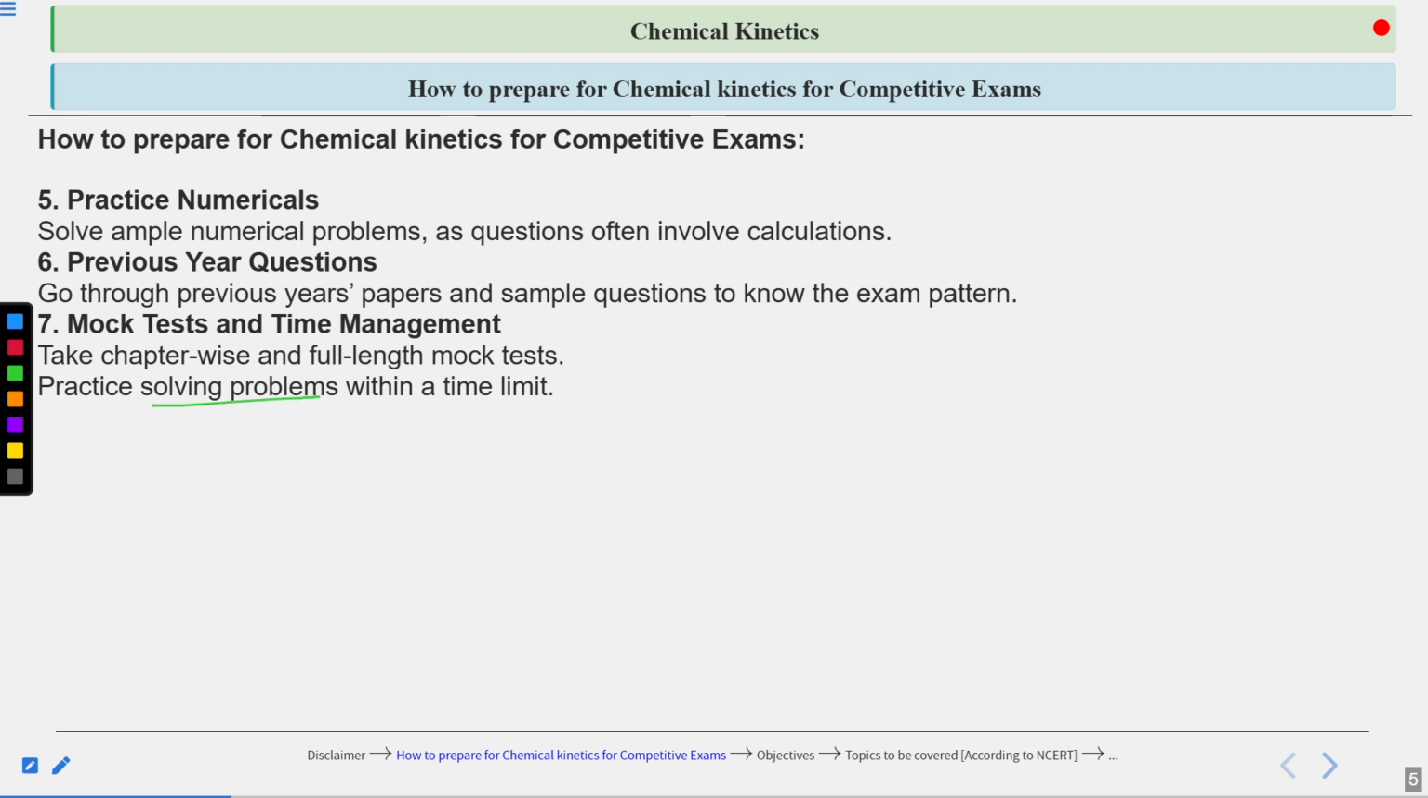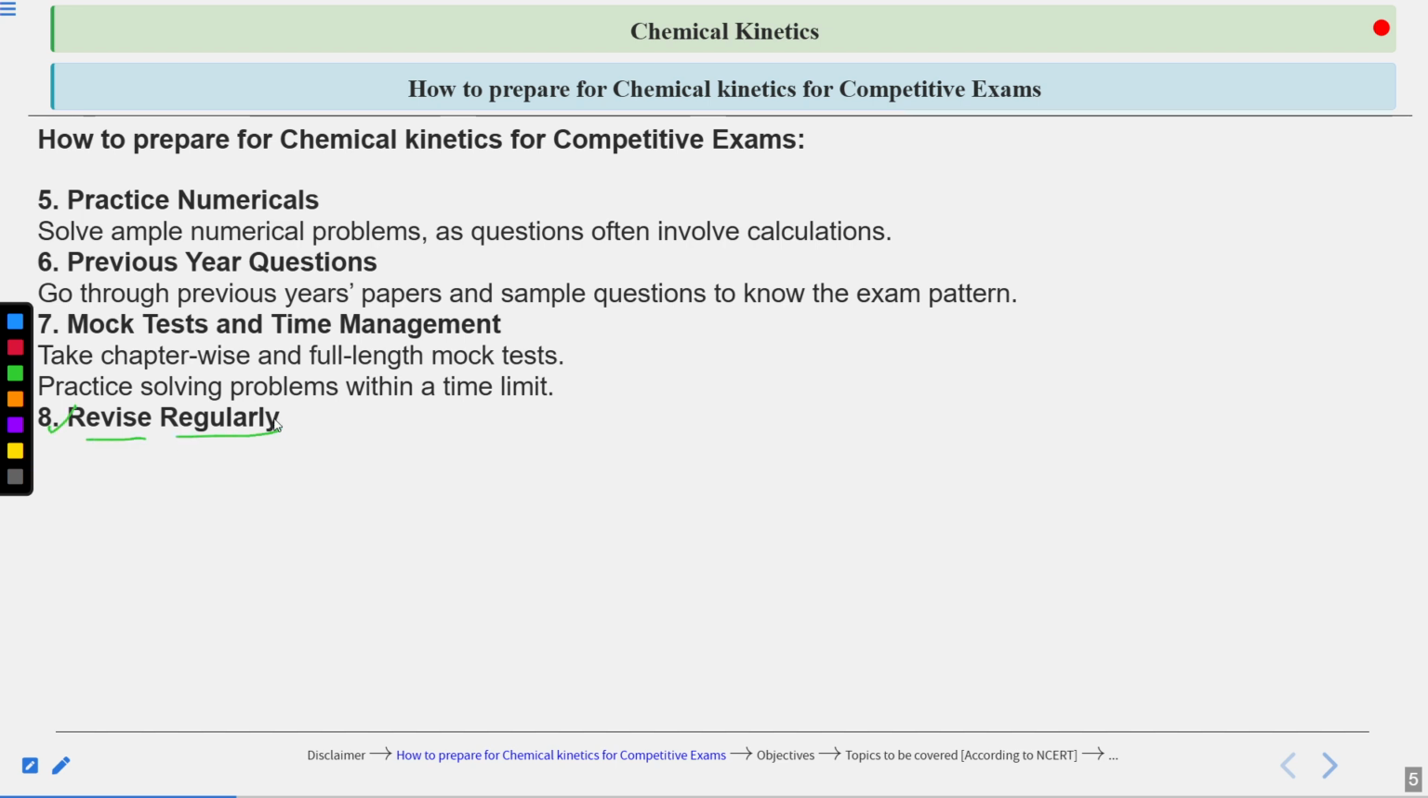Practice solving problems within a time limit. Also put a time limit, that you have to start at this time and finish at this time when you are solving a question paper or problems. So put a time limit, within that you have to solve the problems, try to maintain this time limit, and try to minimize it also.